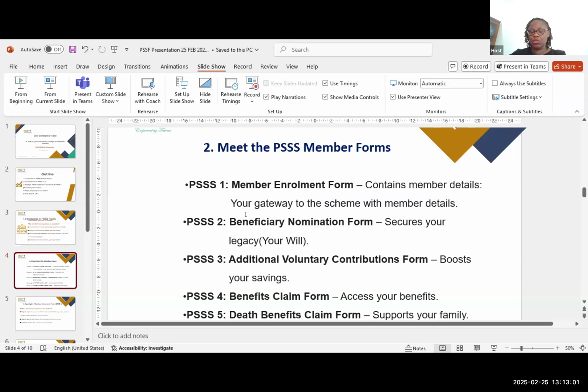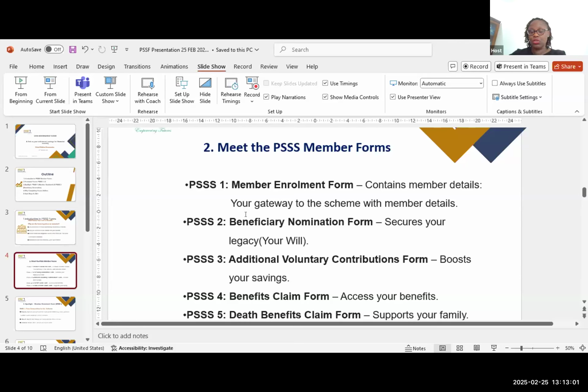So the member enrollment form, it connects you to the scheme. As a member, we know who you are, we know where you work, we know your employer, we know when you started working, and we know your date of birth, which means you can be able to determine when you're going to exit the scheme by normal retirement. So what is the purpose of this form? It is important to capture your personal and employment details, your full names as they appear on your ID, because this is something that will be used at the end to process your benefits. We don't want to have similar names and we don't know who this person is.